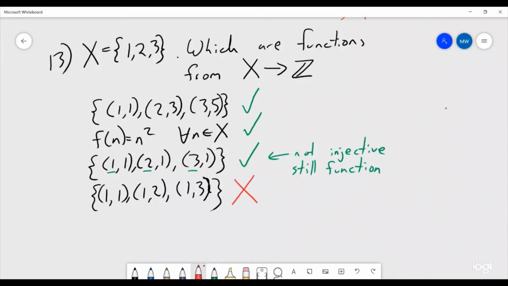Is that just because 2 and 3 don't have any outputs at all? Yeah, so this one's not a function for two reasons. The first reason is that 2 and 3 have no output. So that's one reason it's not a function. The other reason it's not a function is 1 has multiple outputs. So this one is not a function for two different reasons. Yeah. So the first three would be functions, the last one is not. Okay, yeah, that makes sense.